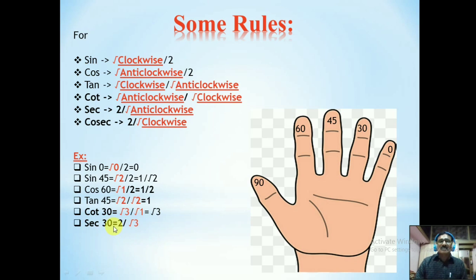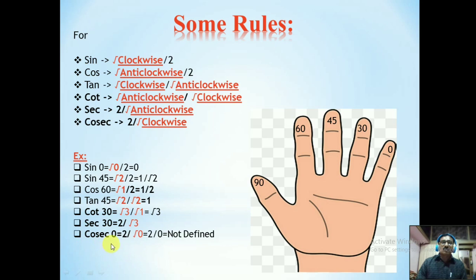Sec 30 degree. This is 30 degree angle. For sec, we write 2 upon root anti-clockwise fingers. Therefore, 2 upon root anti-clockwise fingers, there are 3 fingers. Therefore, we write 2 upon root 3.